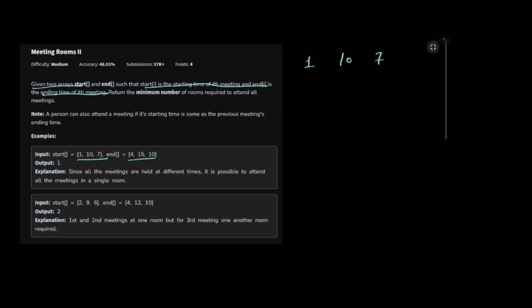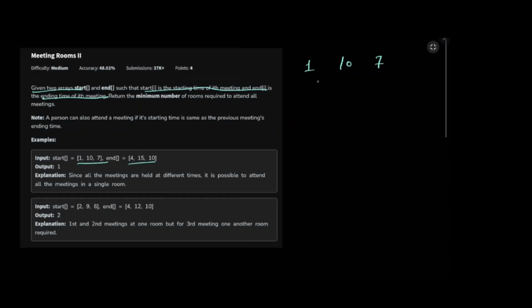Let's not confuse anything with AM or PM. Let's keep it in 24 time format. But also the number can be anything, right? It can also be 10 raised to the power 5. That's the maximum, right? So these are the starting times and the ending times are 4, 15 and 10. So you need to find out in how many minimum rooms.